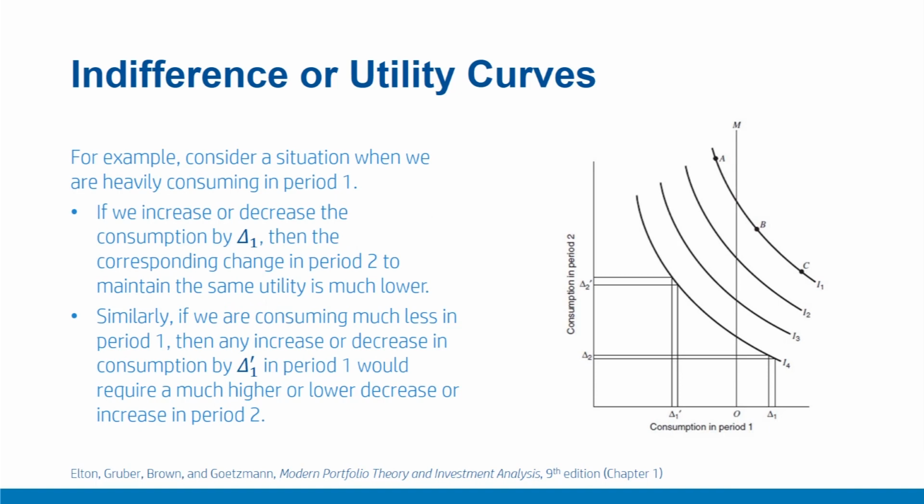For example, consider a situation where we are heavily consuming in period 1. If we increase or decrease the consumption by delta 1, then the corresponding change in period 2 to maintain the same utility is much lower. Similarly, if we are consuming much less in period 1, then any increase or decrease in consumption by delta 1 dash in period 1 would require a much higher or lower decrease or increase in period 2.